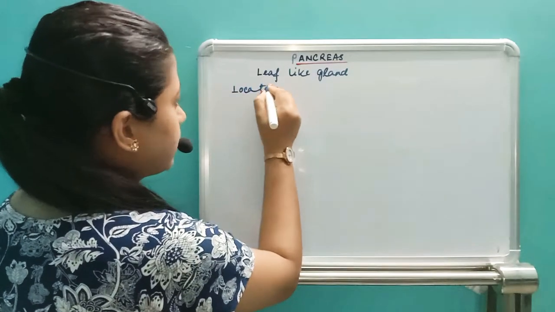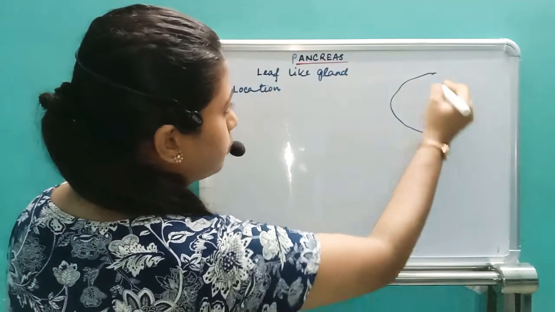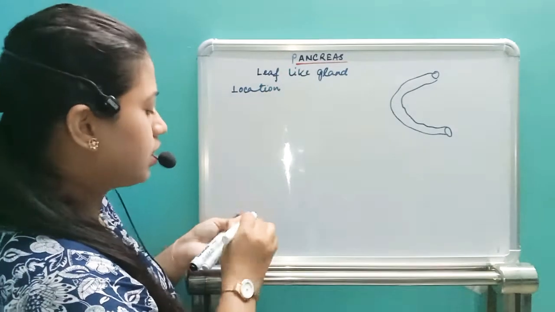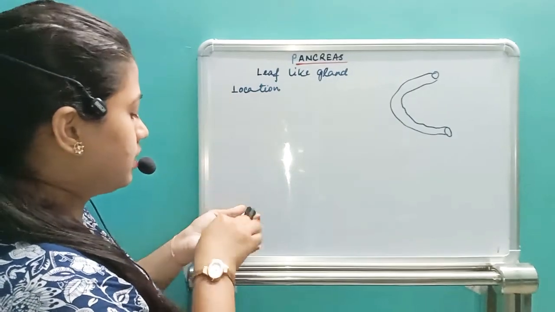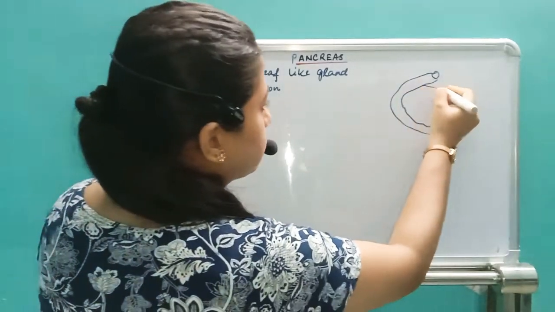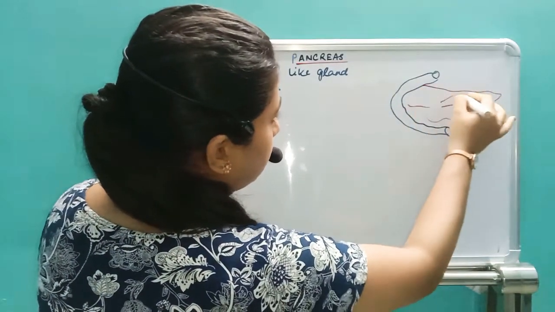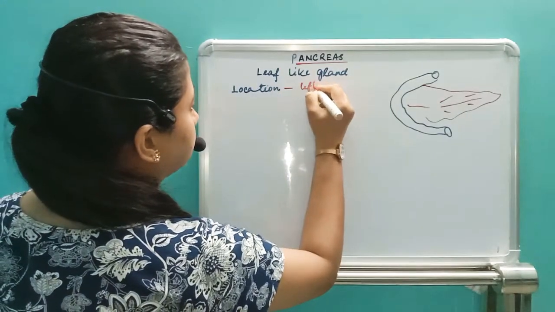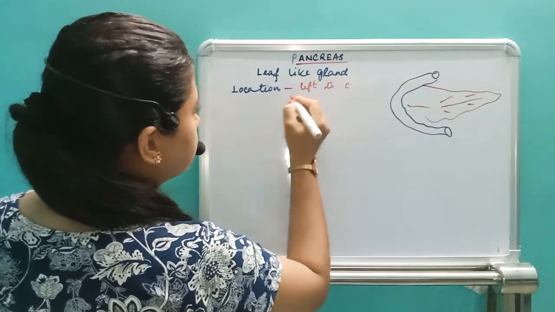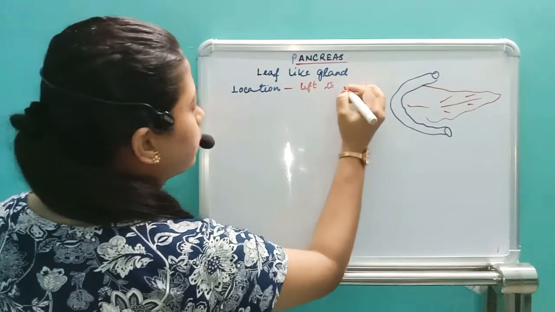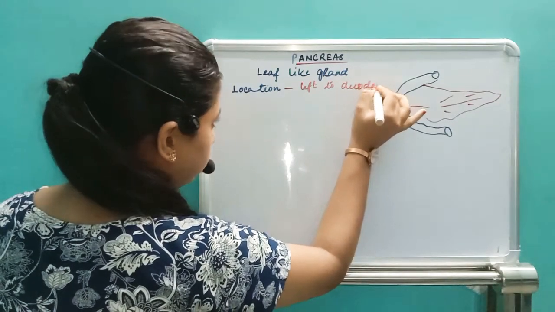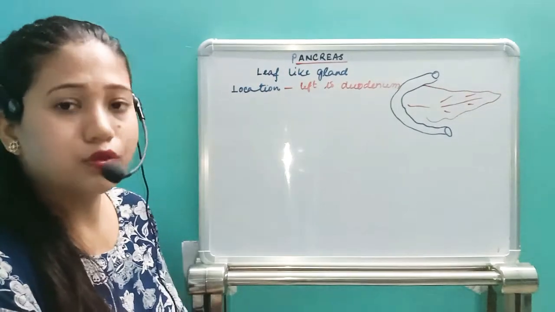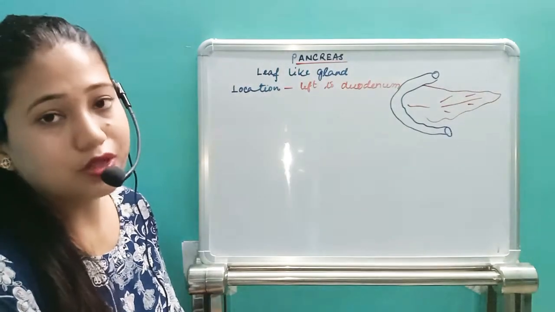See, it is present actually in this region. This is the duodenum we have. On this right hand side, actually in our body on the left hand side, this leaf-like organ is present. This leaf-like organ is present to the left of the C-shaped part of the intestine, or you can say the duodenum. So what is this? This is the pancreas.